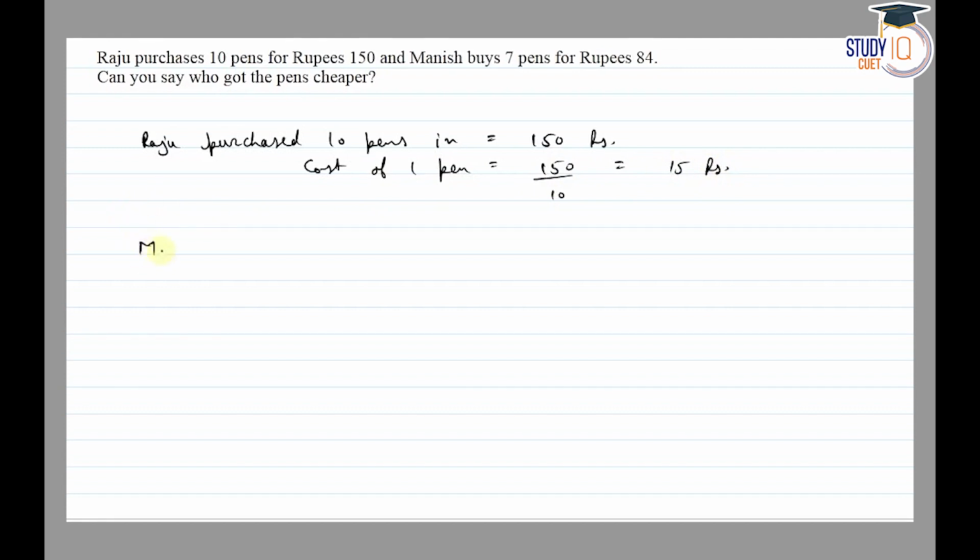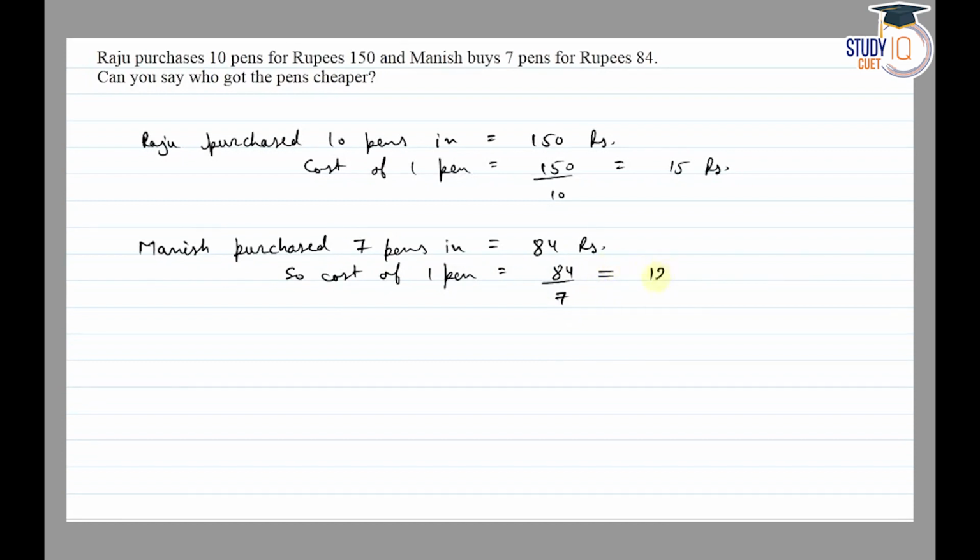नेक्स्ट हम मनीष का केस देखेंगे. मनीष purchased 7 pens in 84 rupees. So cost of one pen equal to 84 upon 7. So ये हो जाएगा हमारे पास 12 रुपीज.